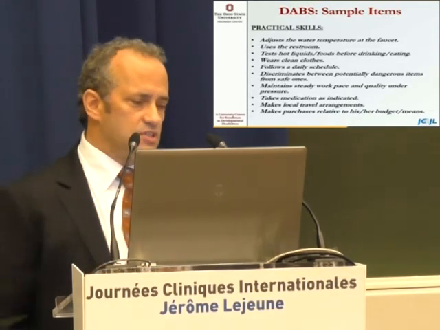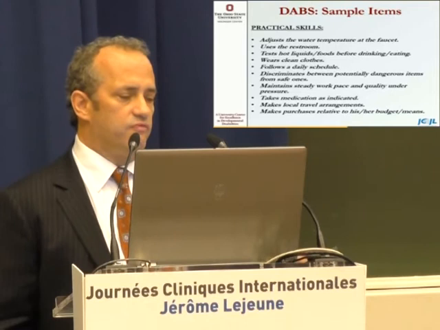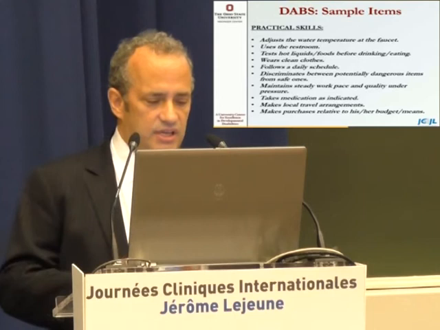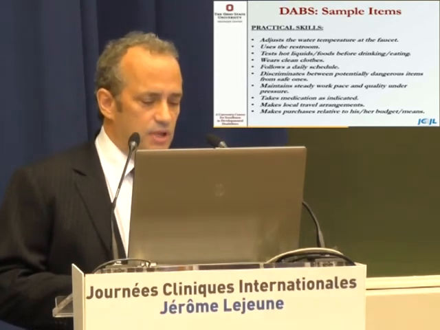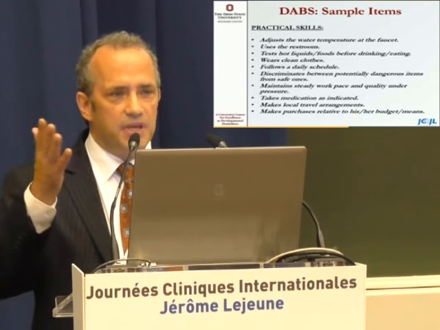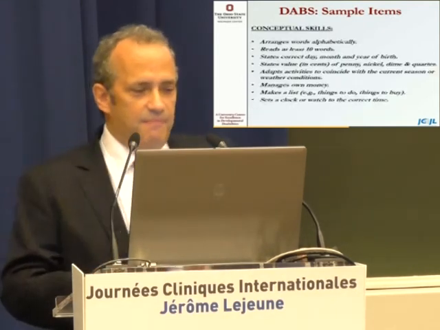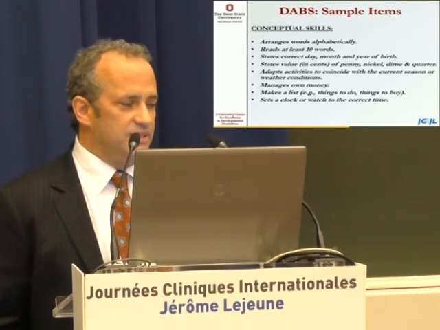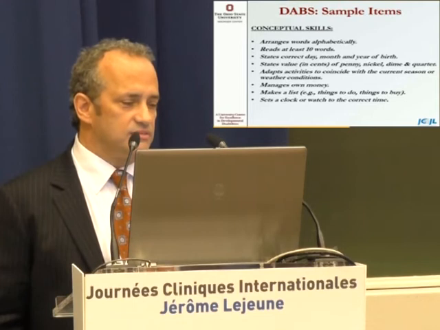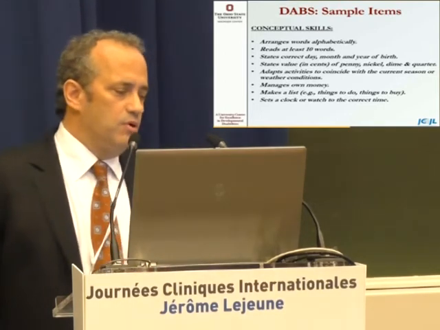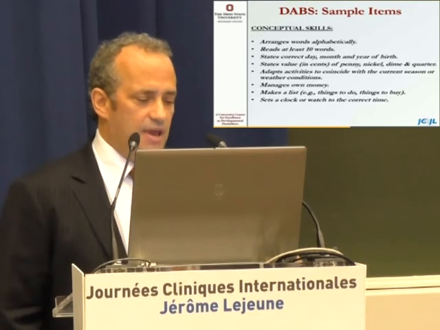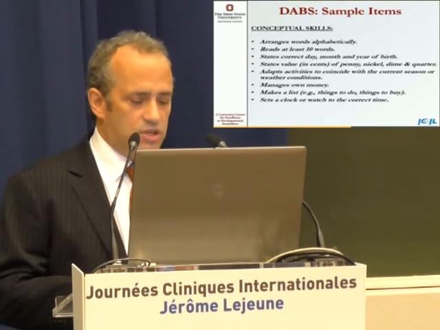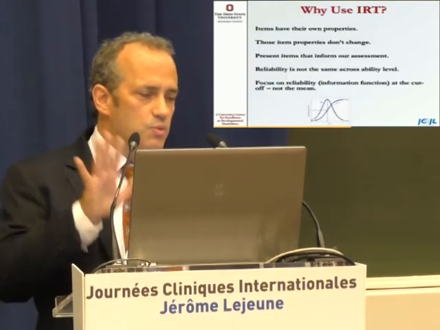Practical skills: adjusts the water temperature of the faucet, uses restroom, follows a daily schedule, maintains steady work pace, takes medication as directed, makes purchases relative to his or her budget or means. Many of us have trouble with that. And then conceptual skills, so there's some academic achievement. Reads at least 10 words, states day, month, and year of birth, manages money, makes a list for shopping, grocery, things to buy, sets a clock or watch to correct time. So those are the 3 domains.